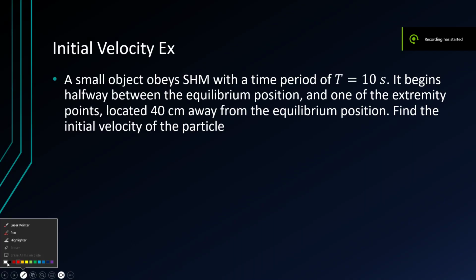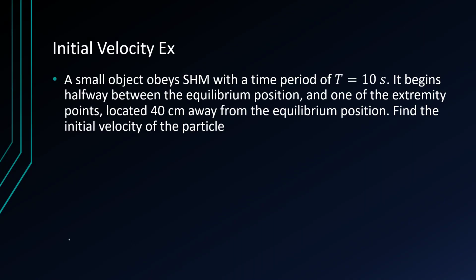So this is the example that we're going to use to find the initial velocity of a particle undergoing SHM. A small object obeys SHM with a time period of T equals 10. It's halfway between the equilibrium position and one of the extremity points, located 40 centimeters away from the equilibrium position. Find the initial velocity of the particle.